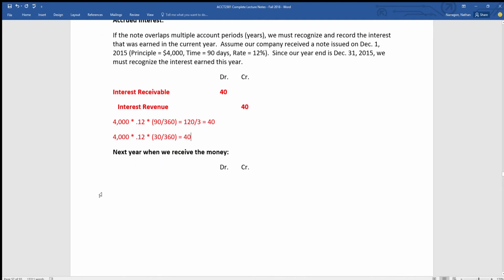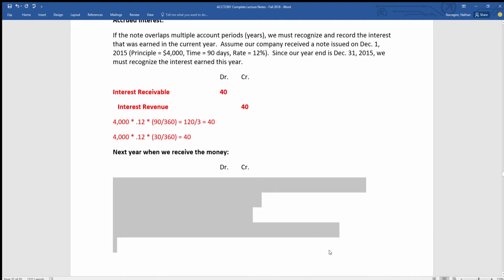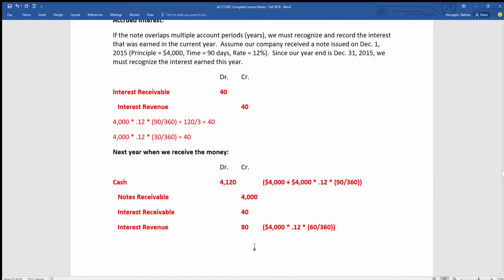So when we receive the money next year, we're going to receive the money. Again, here's our calculations going on right here. Here, again, I would always strongly encourage do the credit accounts first. Okay? First off, note receivable is always going to be the principal. So our principal was $4,000. So they paid us our $4 grand. Next is going to be interest receivable when we deal with accrued. So interest receivable was 40. They paid us the 40.